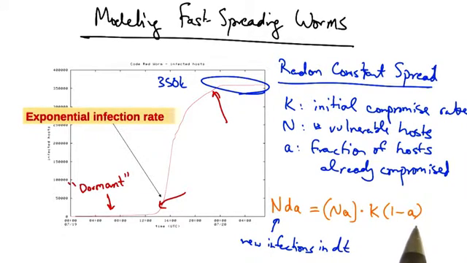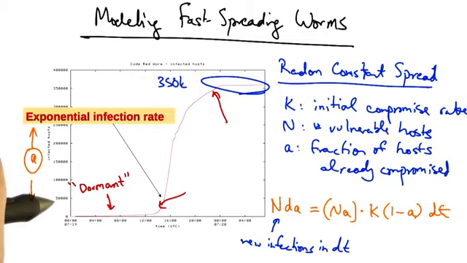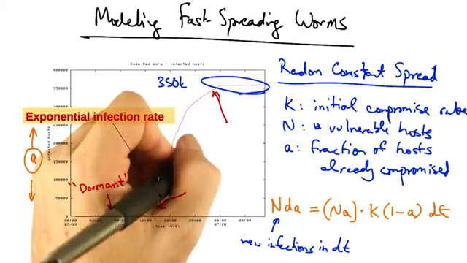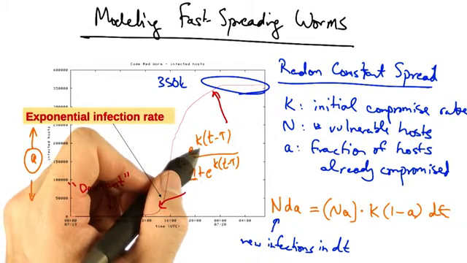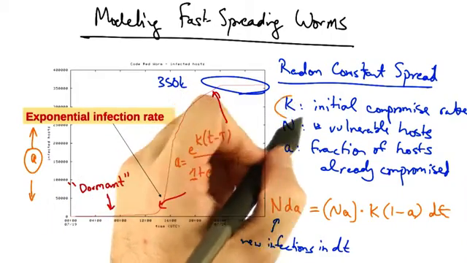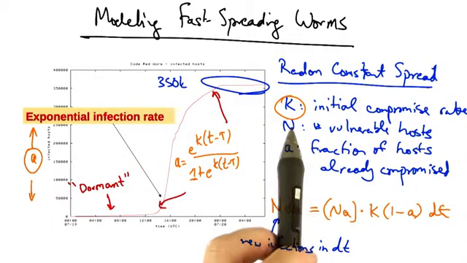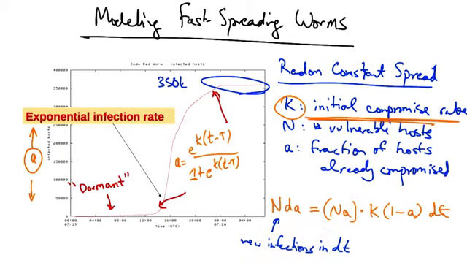And now K times (1 minus A) is the rate at which uninfected machines become compromised in a particular time interval, dt. If we solve for A, the fraction of hosts compromised, which is effectively the y-axis of this graph, then we get the following. You get an exponential curve where the growth rate depends only on K, or the initial compromise rate. This is very interesting because it tells us that if we want to design a very fast-spreading worm, then we should design a worm such that the initial compromise rate is as high as possible. So how do we increase K? Or how do we increase that initial compromise rate?